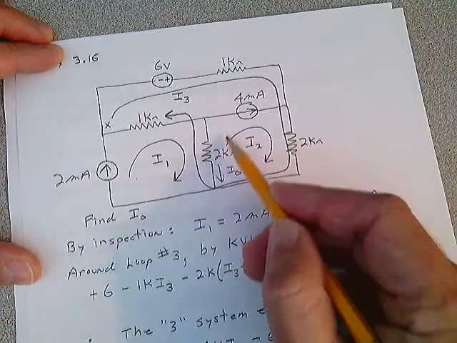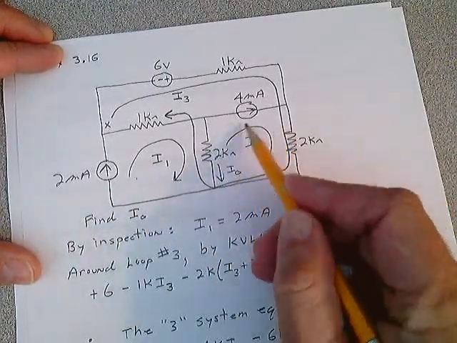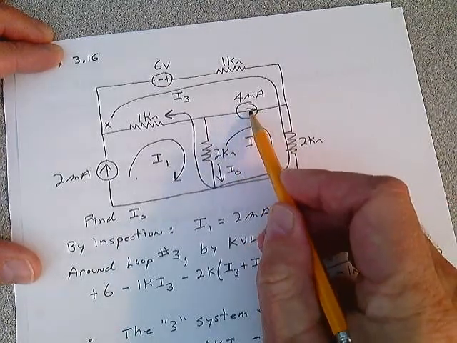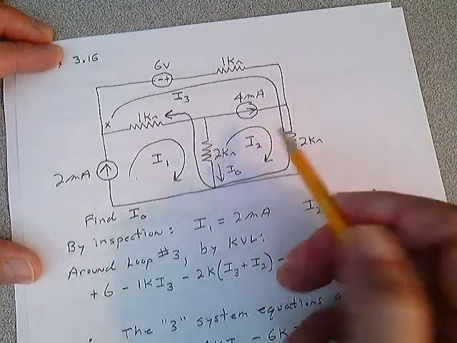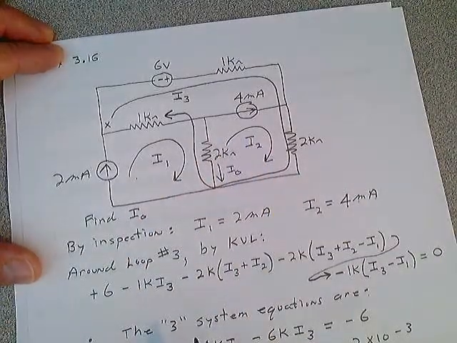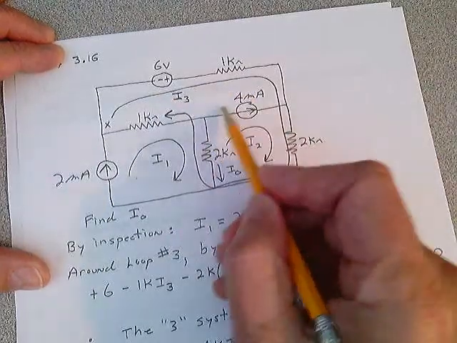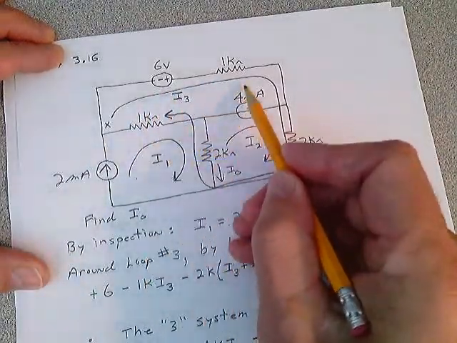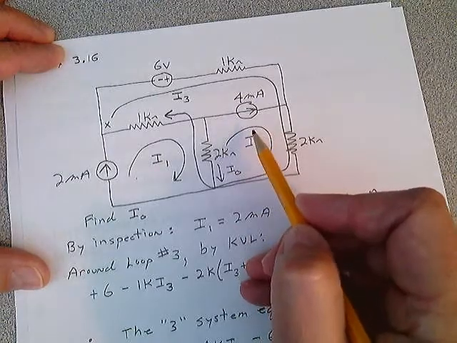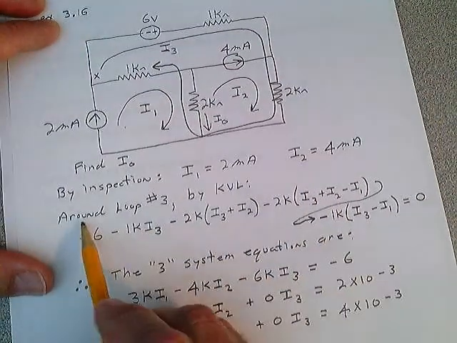I2, I chose this as I2. And if I choose this as I2 and I make sure it's the only current that goes through this current source, I can say I2 is 4 milliamps by inspection. Now, I can't assign I3 up here. If I assign this as I3, I'll have two currents going through here and I can't mess with I2 anymore. So look at my loop 3.